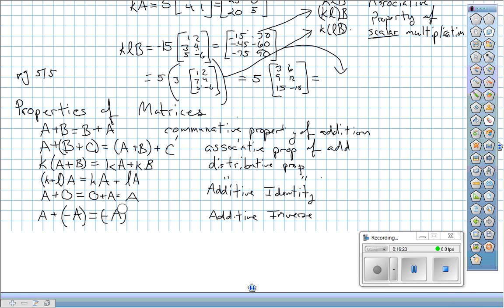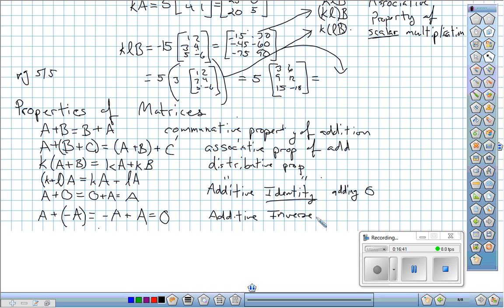You don't necessarily have to put the parentheses around it. All that it represents is that it's the negative of this. And when I add those together, I will get zero. So identity is adding zero, and inverse is getting zero. So try to keep those straight.